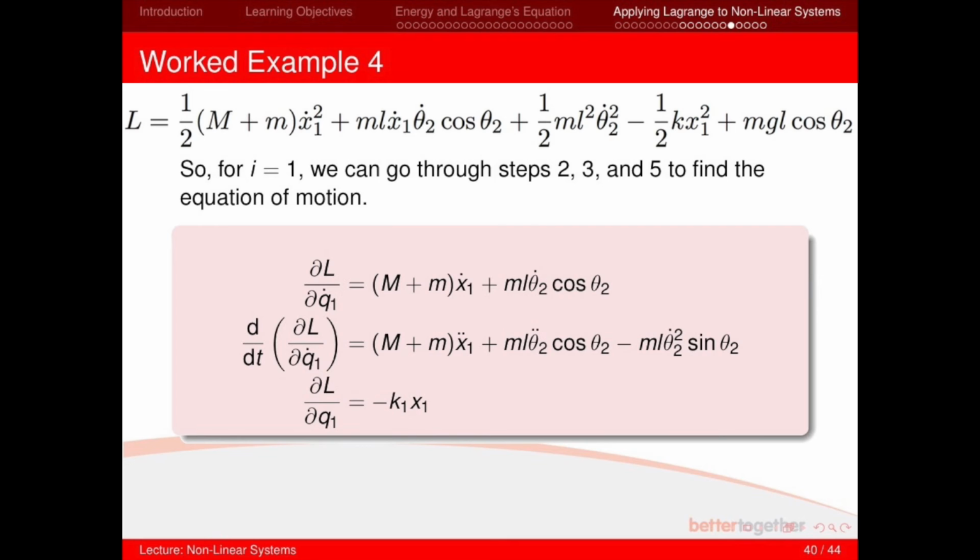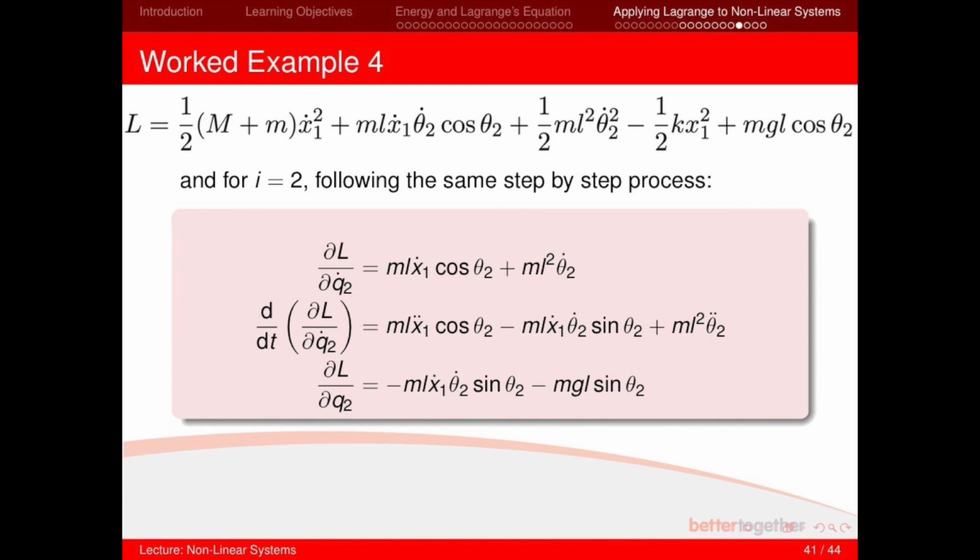Now with L, if we look at the terms with respect to x1, well, there's only one x1 in L. It's the fourth term, 1/2 kx1 squared, and obviously the 2 comes down. 2 times a half is 1. We end up with k times by x1. But it's a minus sign because that's minus in L.